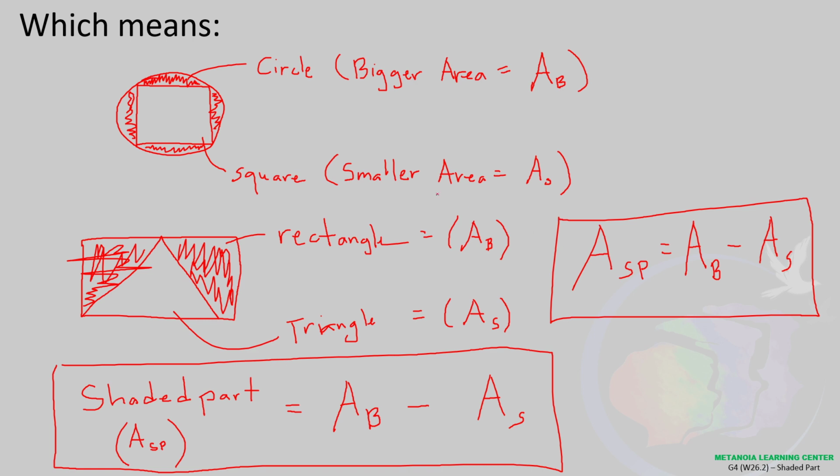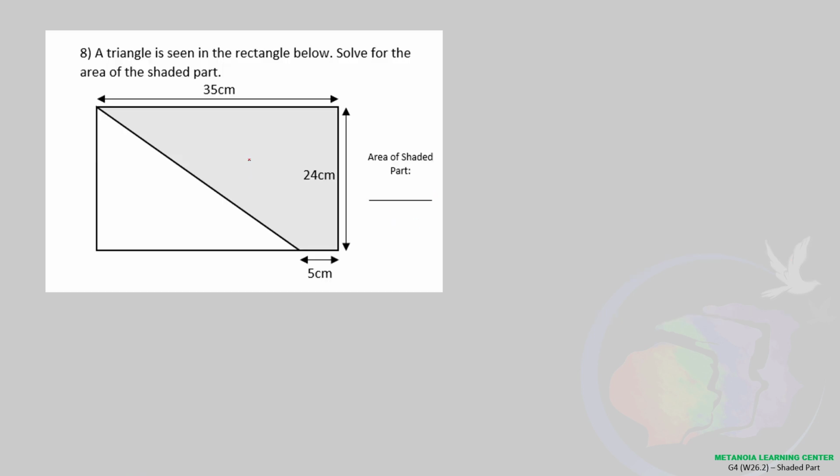Okay, so let's try to apply it. Number 8, a triangle is seen in a rectangle below. Solve for the area of the shaded part. If you notice, you have a rectangle. So obviously the bigger area here is your rectangle. Technically the area of the rectangle. How do you solve for the area of a rectangle? That's just length times width. All you need to do now is just to identify the length and width. And your smaller area here, that is obviously your triangle.